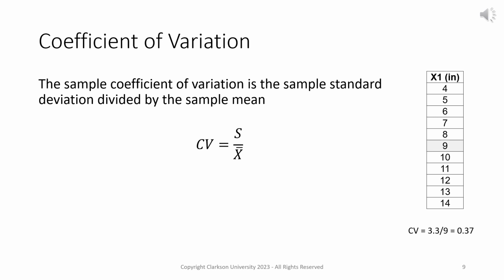Another measure of variation is called the coefficient of variation, CV. It's the sample standard deviation divided by the sample mean. In the case of the length data from our TV bracket, CV is 3.3, the standard deviation, over 9, the mean, or 0.37.